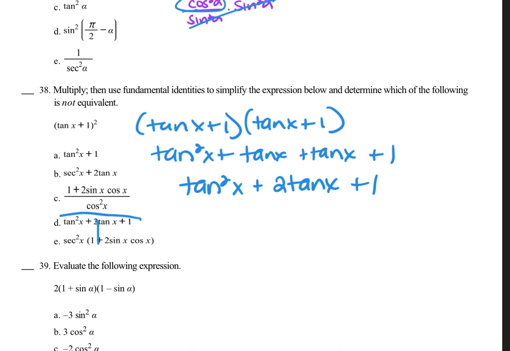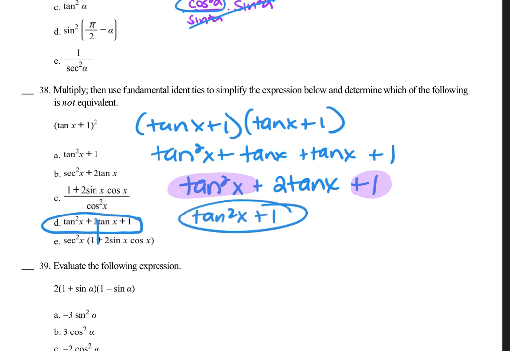Because this is also secant. Yeah, tan squared plus 1, so this is secant. Oh, look at the question. I'm so glad this happened. Not equivalent. Right? So this one would be secant squared x plus 2 tan x, and that's that one.